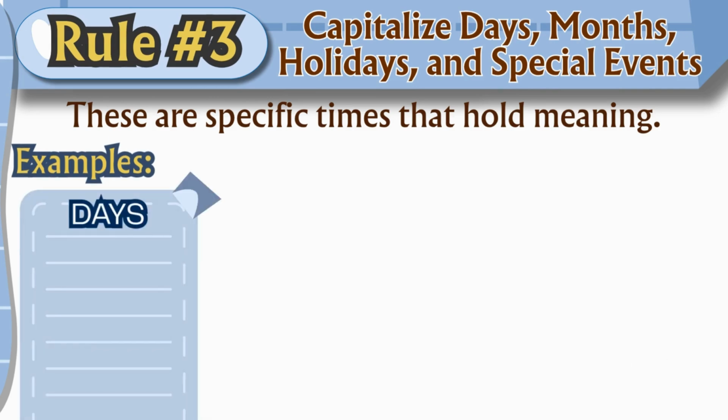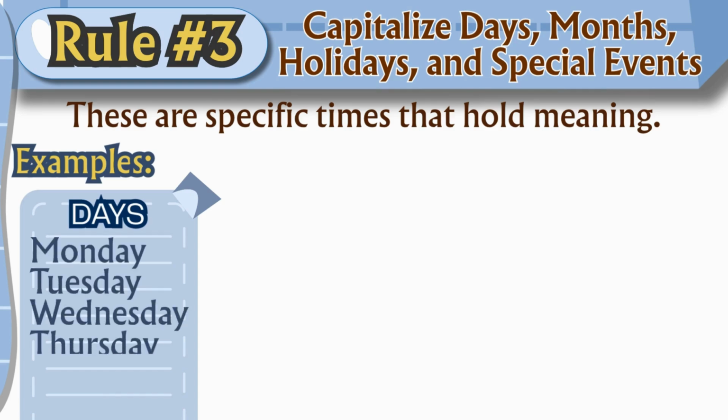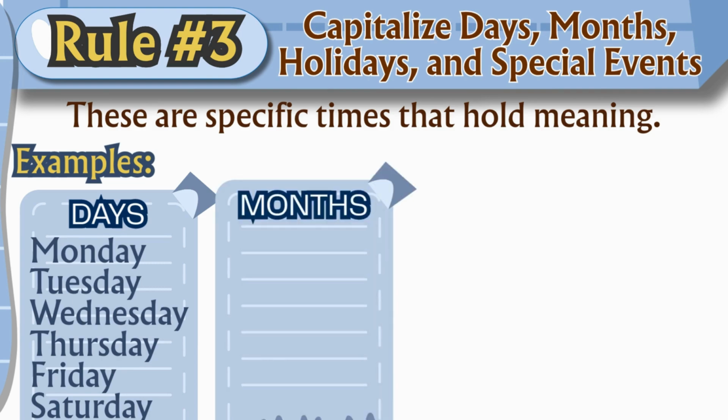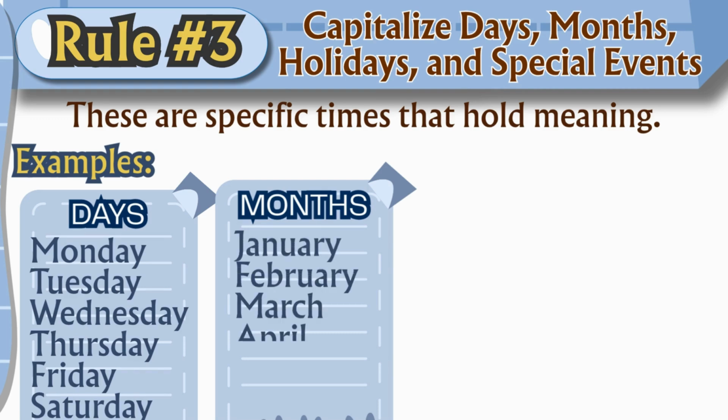Say these with me, and remember, they all begin with capital letters. Monday, Tuesday, Wednesday, Thursday, Friday, Saturday, Sunday. Next up, the months of the year. You already know these, but let's double check if we're capitalizing them right. January, February, March, April, May, June, July, August, September, October, November, December.